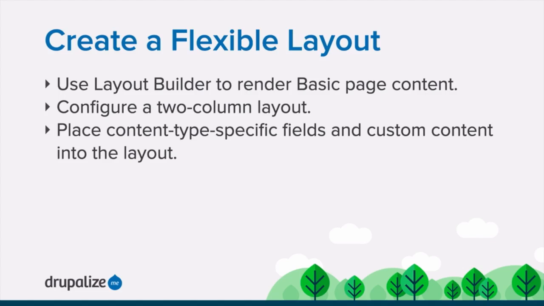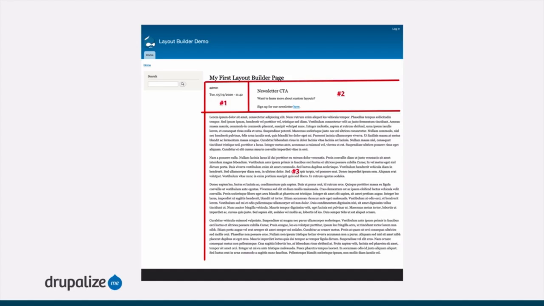Just a note, if you haven't done so already, you'll need to enable the Drupal core layout builder and layout discovery modules before proceeding. Here's an example of what we're going to create. A layout for the basic page content type with 2 columns on the top for metadata, like the author and authored on date, and a single wide column underneath for the primary content, like the page body.